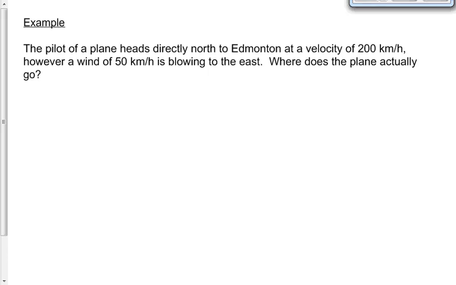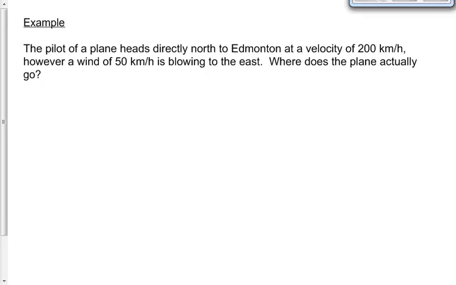The best way to deal with this is to do a question. You're going to have to copy this one down, unfortunately. It says the pilot of a plane heads directly north to Edmonton at a velocity of 200 kilometers per hour. However, there's a wind, and that wind is blowing to the east at 50 kilometers per hour. We want to know where the plane actually ends up. You can imagine if you're aiming to the north, but there's a strong wind at 50 kilometers per hour to the east, you're not going to end up going north, right? You're going to end up going somewhere else.